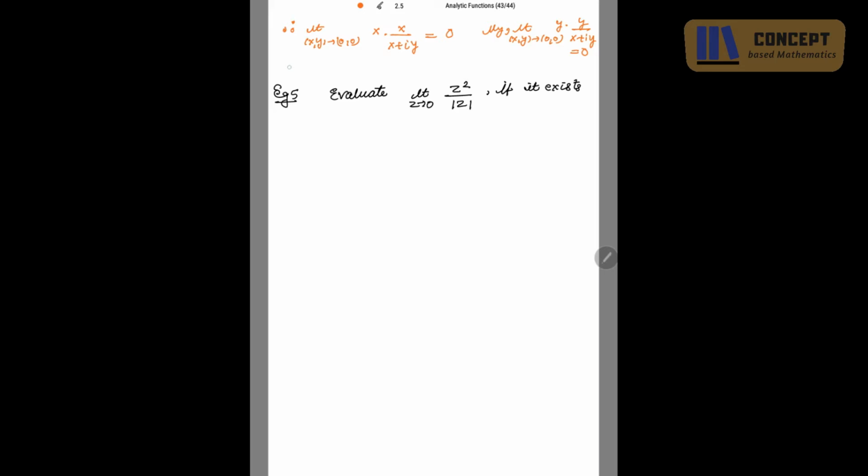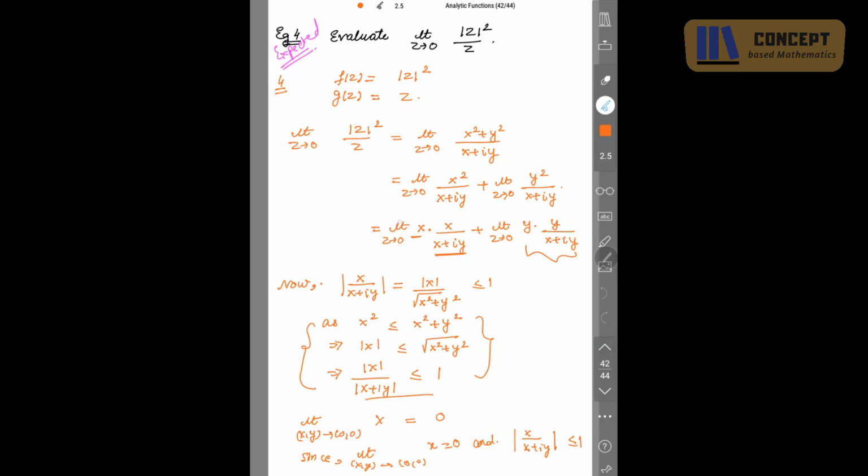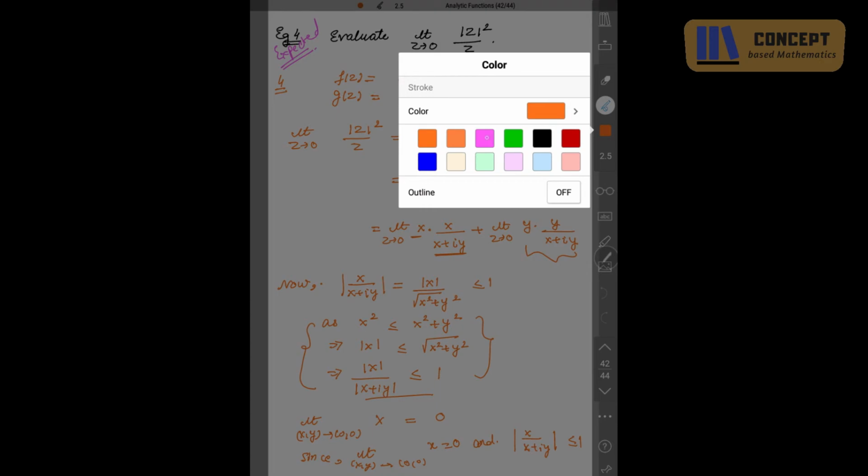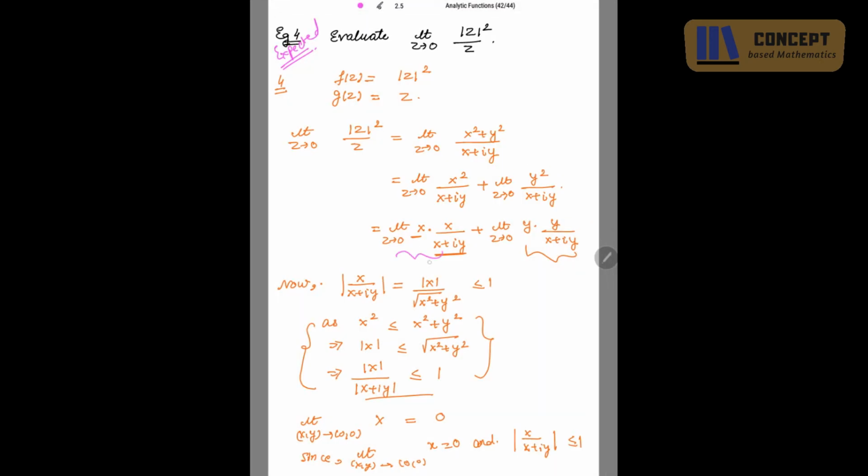Hence, limit z tends to 0 of mod of z square over z is equal to 0, because this is 0 and this is also 0, so the sum is also 0. Hence the limit z tends to 0 of mod z square over z is equal to 0. Substituting both the values over here, the limit comes out to be finally 0.